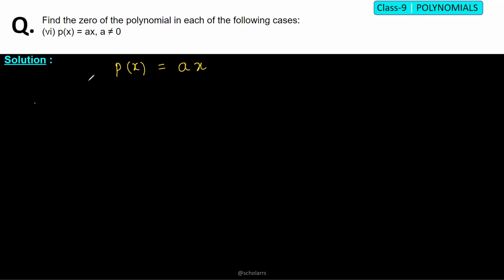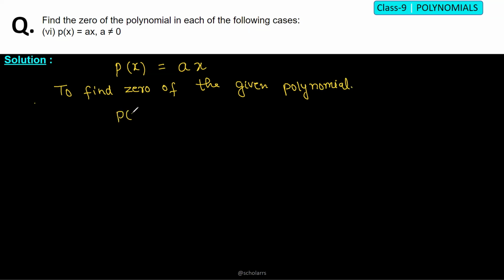So, to find out the zero, what is the condition we have? We will equate the given polynomial to zero, right? So let's equate p(x) to 0. So to find the zero of the given polynomial, what we have to do? Equate the given polynomial p(x) is equal to 0, right?